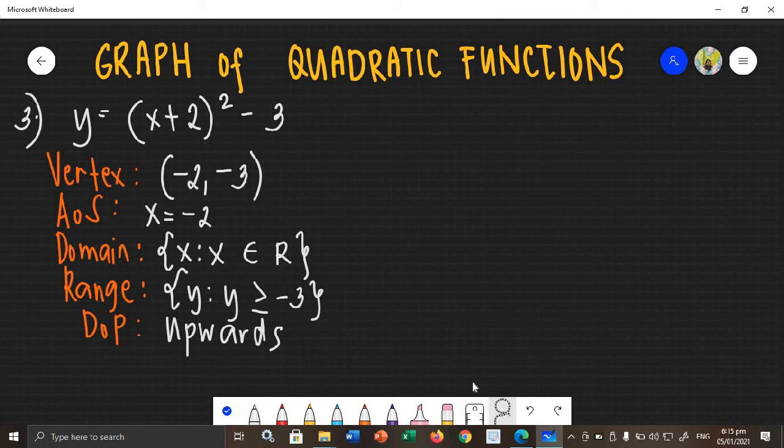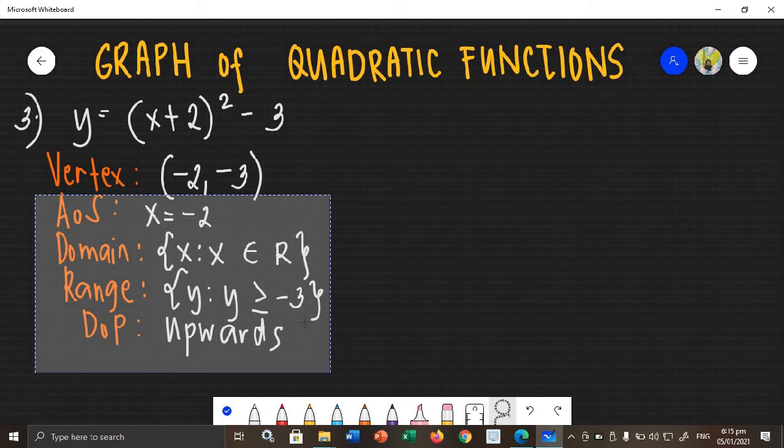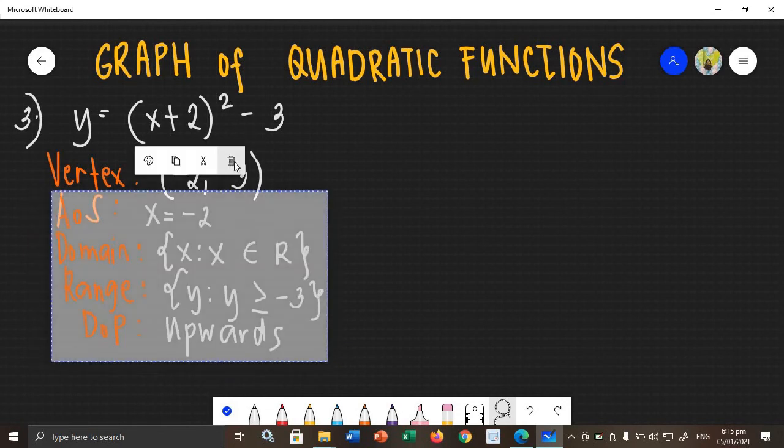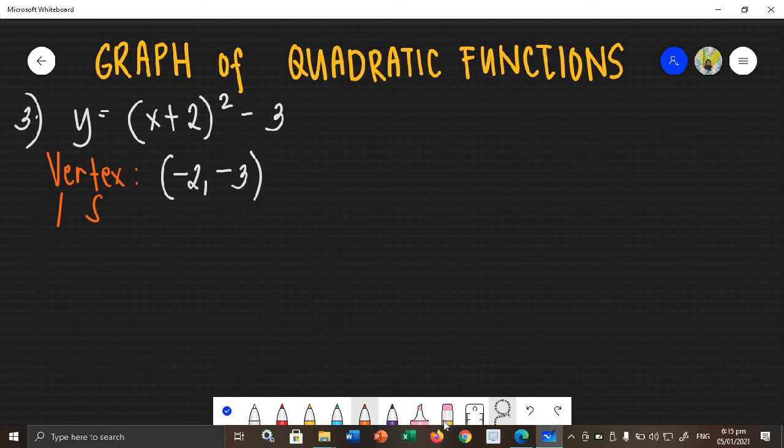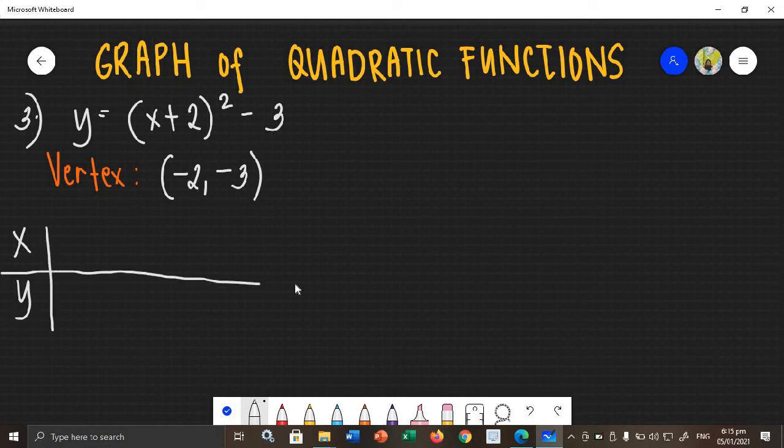Okay? And then, for us to be able to graph this, we need to remember the value of our vertex. In this given, our vertex is negative 2 and negative 3. Okay? So, using the vertex, let's derive ordered pairs. Make a table with 5 columns.